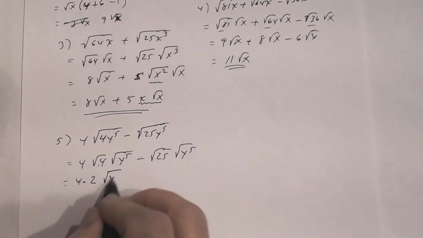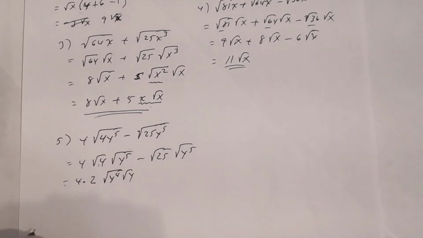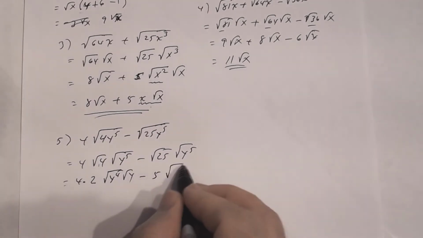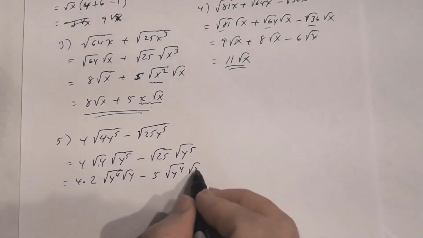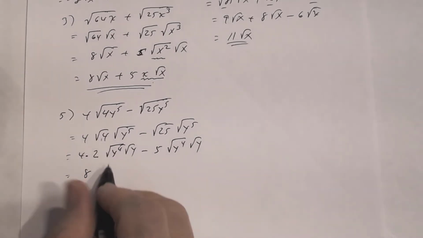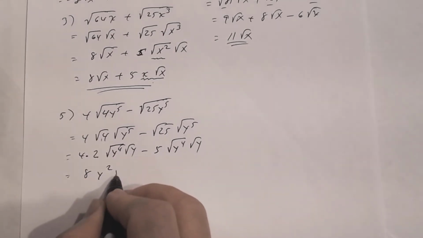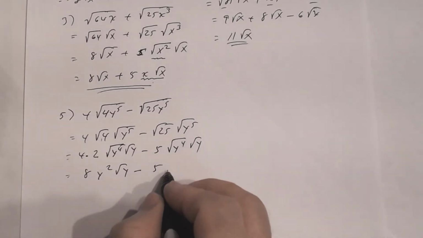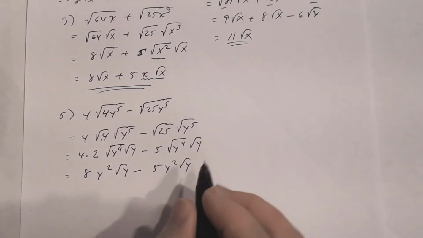So it'll be the square root of y to the 4th times the square root of y. Minus, the square root of 25 is 5, and then I get the same thing, square root of y to the 4th, square root of y, using the product rule. And so now I get 4 times 2 is 8. The square root of y to the 4th is y squared, square root of y, minus 5 times the square root of y to the fourth, which is y squared, square root of y.